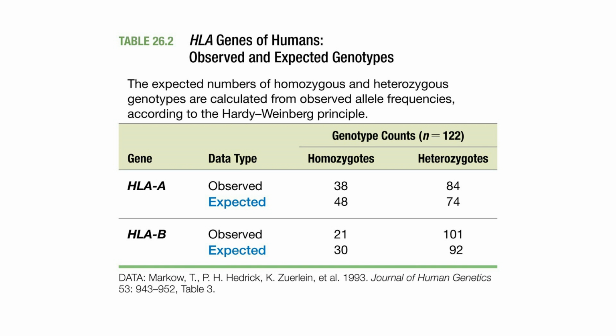For homozygous individuals, you observe 38, you would expect 48. For HLA-A, you'd observe 21, you would expect 30. Heterozygous individuals are much higher: 84 compared to what you would expect, 74. You observe 101 compared to expected 92 for HLA-B. So here, individuals of a heterozygous genotype are much higher than the expected values. So there has to be some form of an advantage.